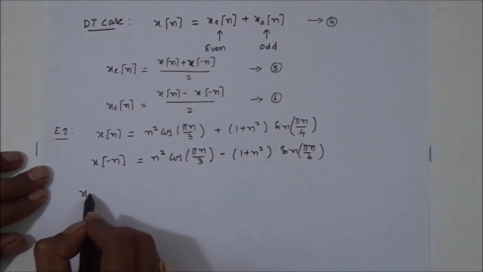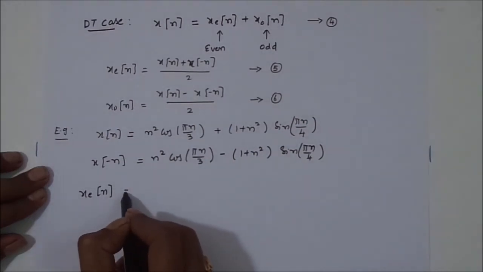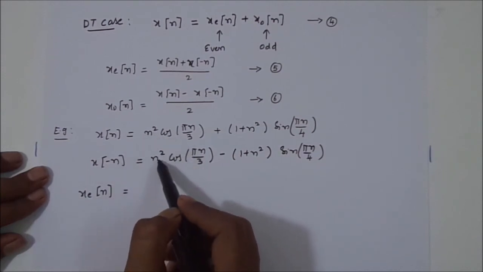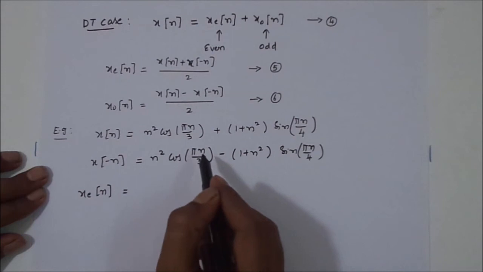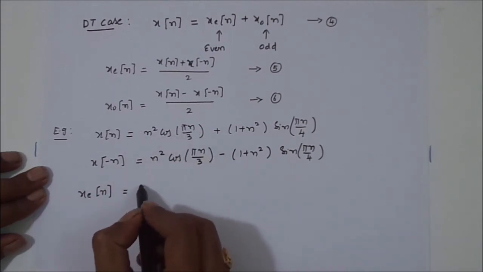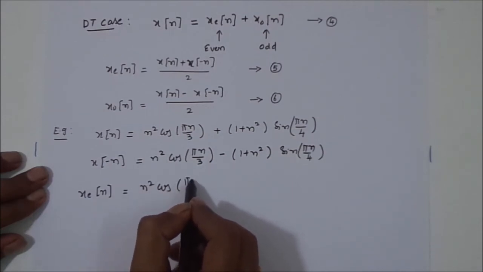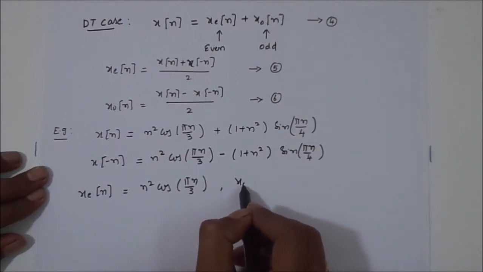So for this, what is the even part of the signal, xe of n? That will be x of n plus x of minus n, divided by 2. If I add these two, what will happen? Obviously the sine terms will get cancelled out. I'll get 2n square cos pi n by 3 by 2, which is the same as n square into cos of pi n by 3.